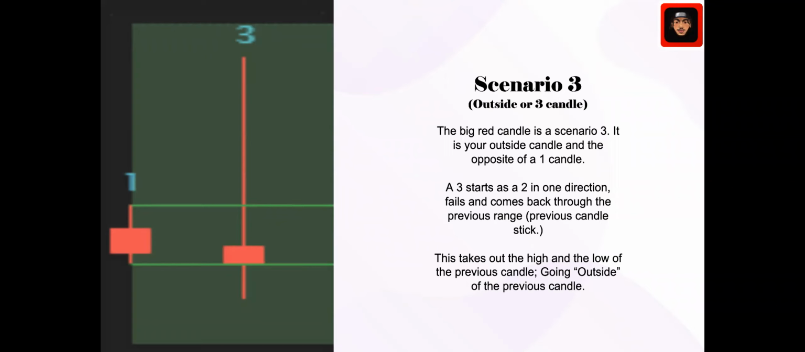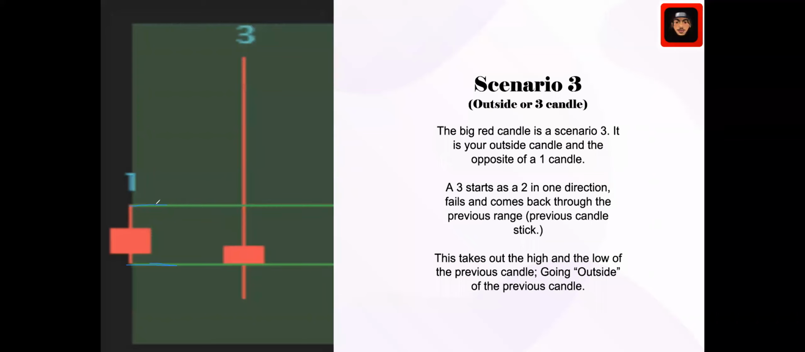A three starts as a two in one direction, fails, and takes out the other side. So what probably happened on this candle is it went two up first. It probably broke the high first and then failed, wicked. So buyers pushed the price up, sellers pushed the price down, and it ends up taking out the other side of this candle right here, the low. And now it went three. A three starts as a two in one direction, fails, and comes back through the previous range.